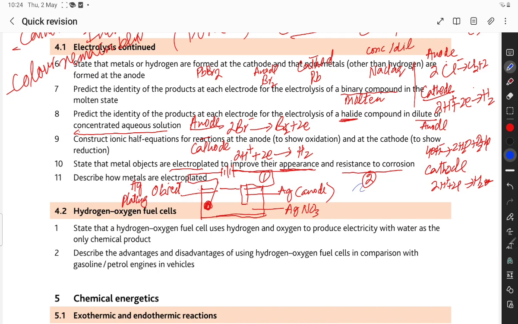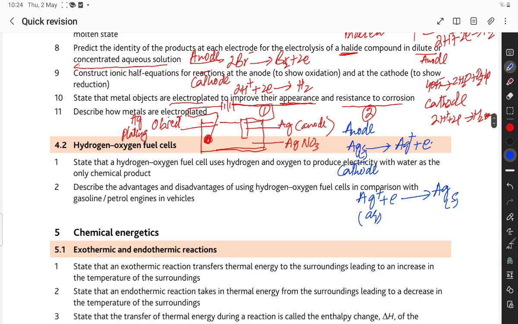The anode reaction is Ag solid dissolving in solution: Ag to Ag⁺ plus electron, and the cathode reaction is Ag⁺ plus electron to form Ag solid. Please follow the same reaction, but you can change the metal: if it is other than silver, if copper, then use copper. If chromium, then chromium is the anode and the object is the cathode, and the reactions are just like this.